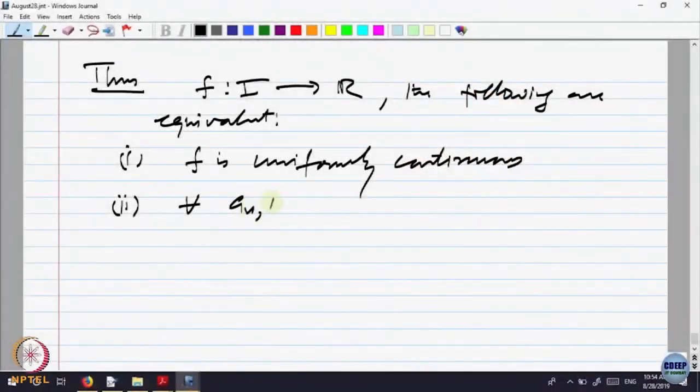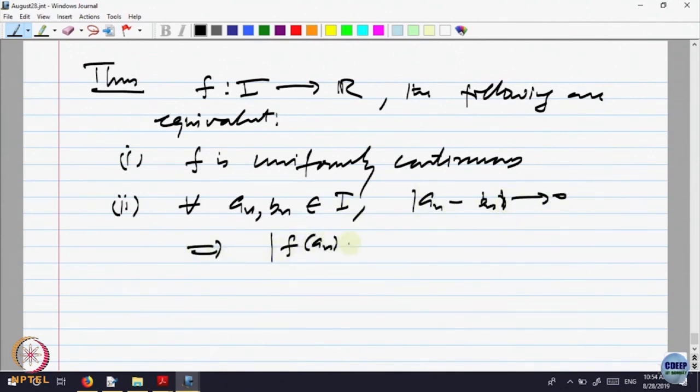So, what we are saying is, uniform continuity is equivalent to saying that for every a_n, b_n belonging to I, |a_n minus b_n| going to 0 should imply f(a_n) minus f(b_n) goes to 0. For example, if I take b_n all equal to the constant sequence c, then a_n converging to c implies f(a_n) converges to f(c). So, obviously, uniform continuity implies continuity. It is stronger than continuity.